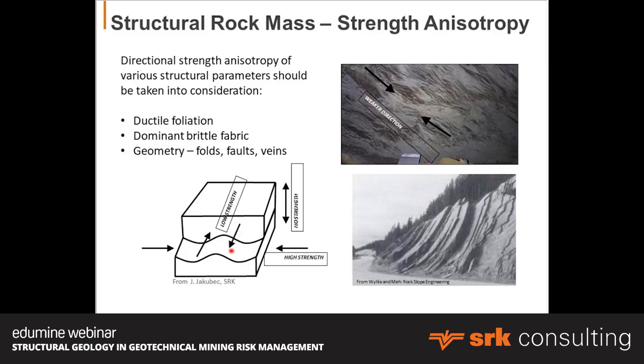For example, this is from Yarrick in the SRK office of Vancouver, who was illustrating here that the weakest direction is probably pulling it apart in that direction. There's a low strength in trying to shear this rock along this foliation in this direction with these fold undulations, and the highest strength would be across those undulations.